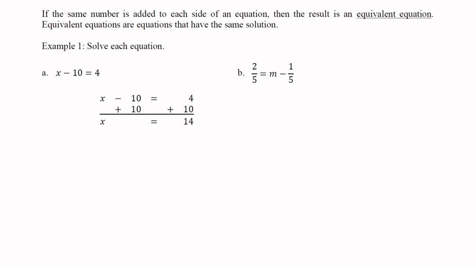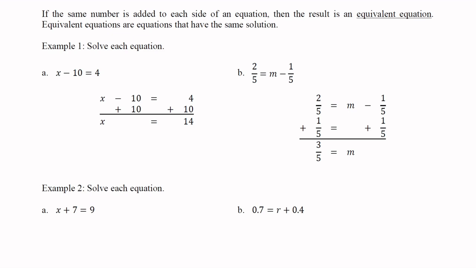For B, we have subtraction of 1/5 on the right-hand side next to the variable. So we are going to add 1/5 to each side to undo the subtraction. When we do that, we end up with 3/5 on the left and m by itself on the right, since minus 1/5 and plus 1/5 cancel each other.